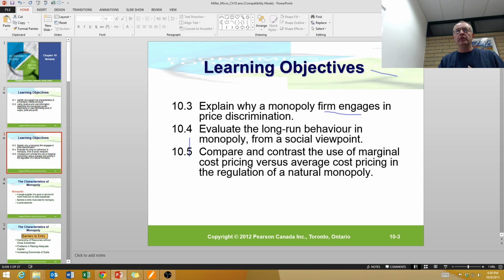And then we look at why monopolists engage in price discrimination. Then we have a social evaluation of monopoly. And then finally, we look at the regulation of monopoly using two techniques. One is marginal cost pricing, and then we look at regulation using average cost pricing. Okay, so off to monopoly.